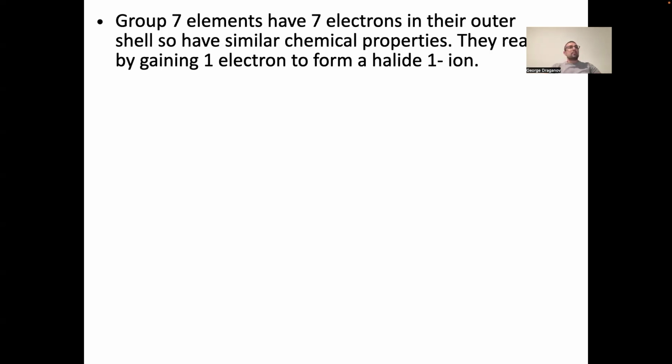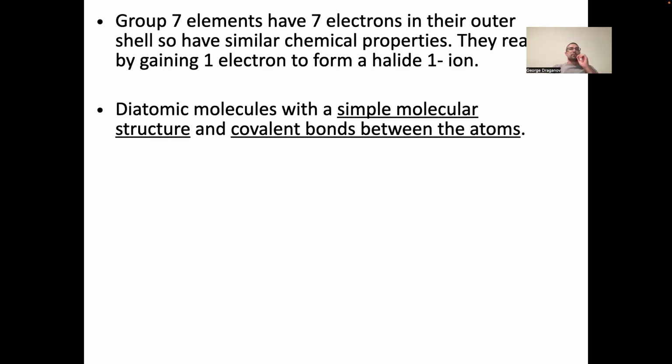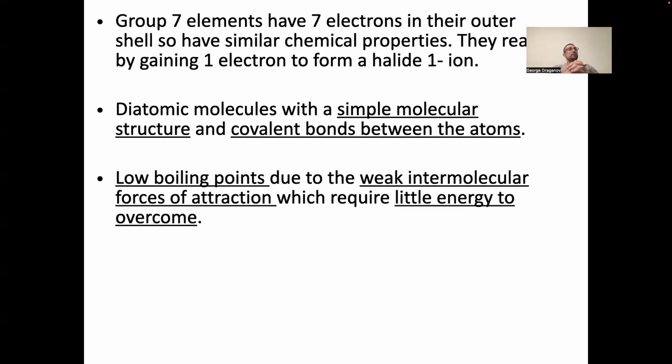Now, diatomic molecules, as you should already know, form a simple molecular structure with covalent bonds between the atoms, but weak intermolecular forces between the molecules. So inter means between molecules. So the boiling points are generally low, especially compared to metals. They have giant metallic lattices. So therefore, weak intermolecular forces of attraction will require little energy to overcome.